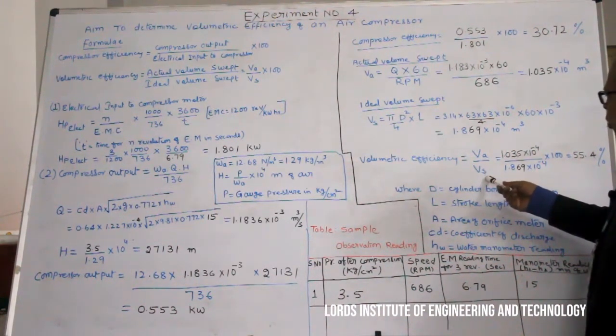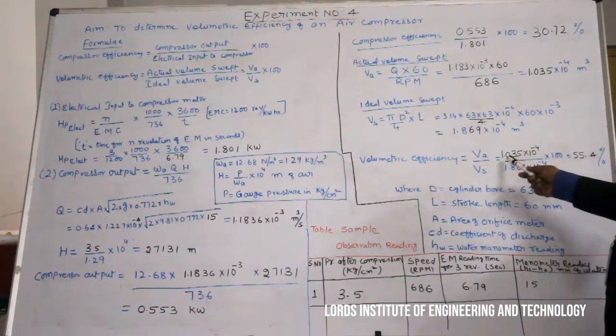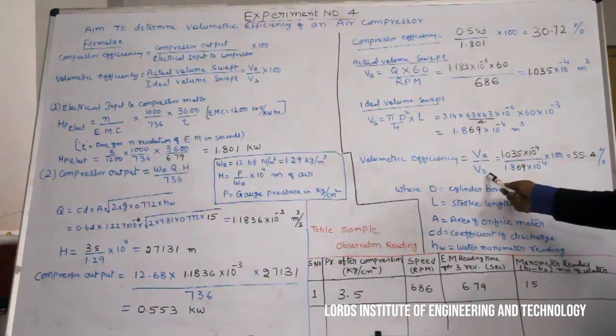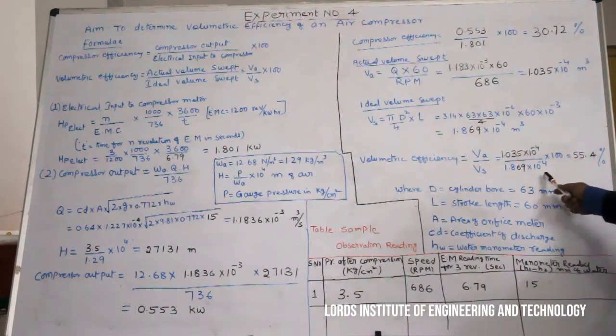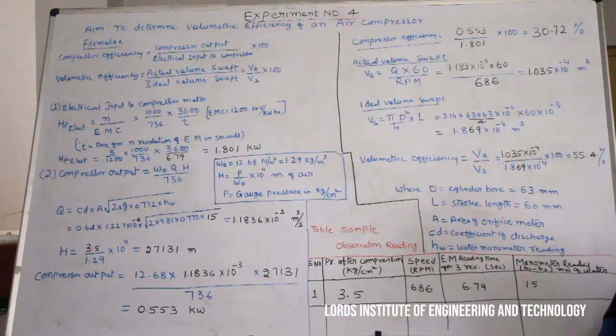Now I calculate the volumetric efficiency, which is given as VA, the actual volume swept, by the ideal volume swept. The actual volume swept was 1.035 into 10 to the power minus 4 and the ideal volume swept is 1.869 into 10 to the power minus 4, into 100. If I multiply, I get 55.4% as my volumetric efficiency. This concludes our experiment on the air compressor. Thank you, students.